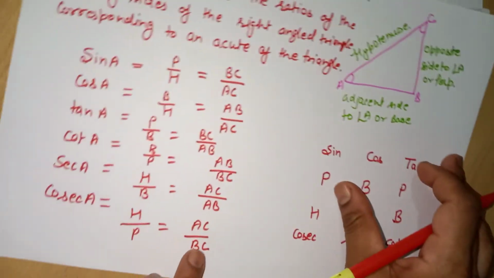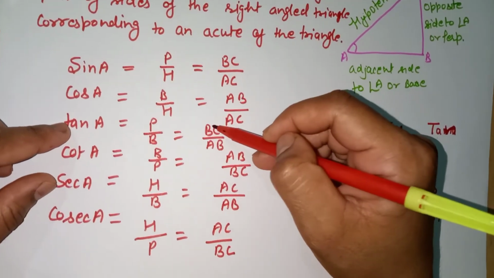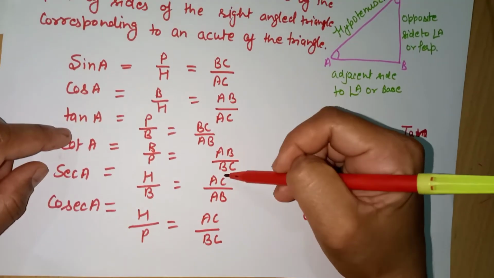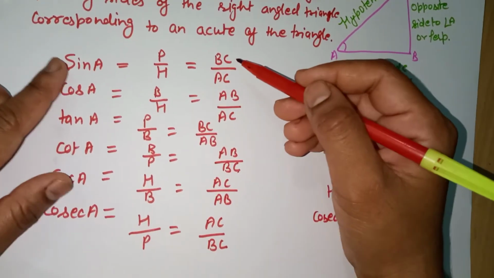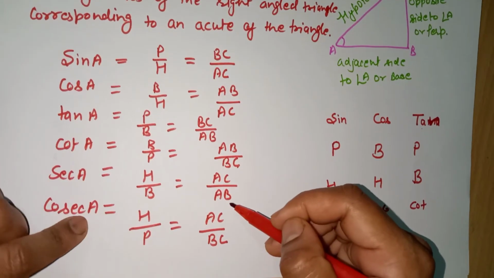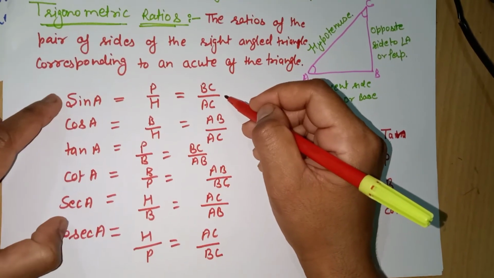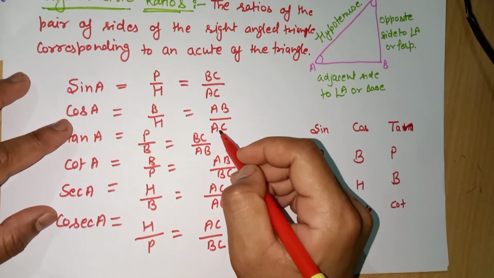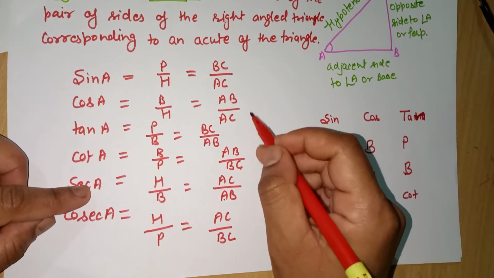Students, here you can see that the value of tangent A was BC upon AB, and the value of cot A is the reverse of tan, AB upon BC. It means that both tan and cot are inverse of each other. Similarly, sin A is equal to BC upon AC, and cosecant A is AC upon BC, meaning the inverse of sin A. So these two are inverse of each other. And in the last, cos A was AB upon AC, and secant is AC upon AB, which are also inverse of each other.